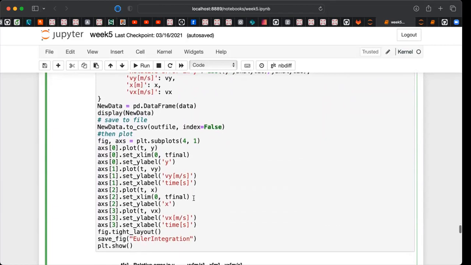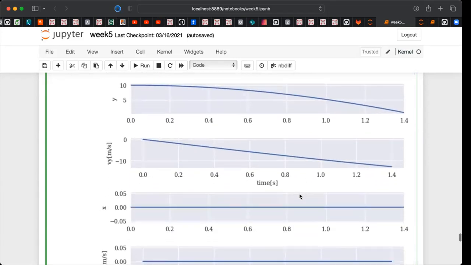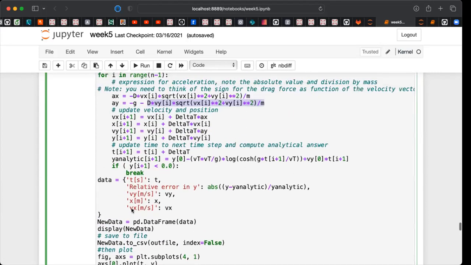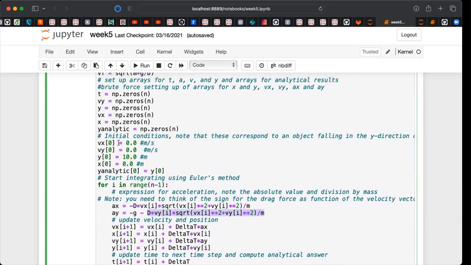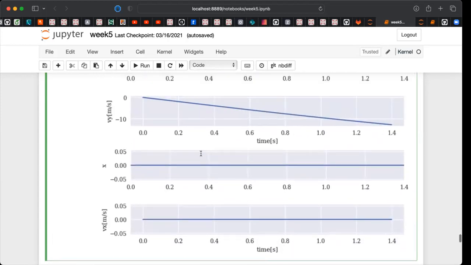And then I plot the different results, and you will see now that I plot the y position as a function of time, I have the velocity in the y direction. And since I specified an initial condition here, as you can see, I defined that v of x is 0. That means that, and x is 0, so nothing happens in the x direction. And that means that in that case, I can compare everything with the analytical solution. So I'm using that to compare with the analytical solution.